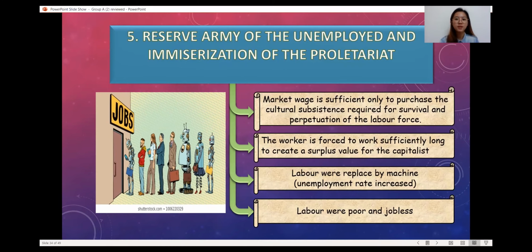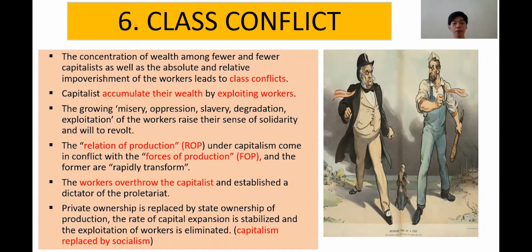That's all from me. Thank you. My name is Hong Zihao, matric number 261701. I will continue to present the last part of the law of motion, about class conflict.